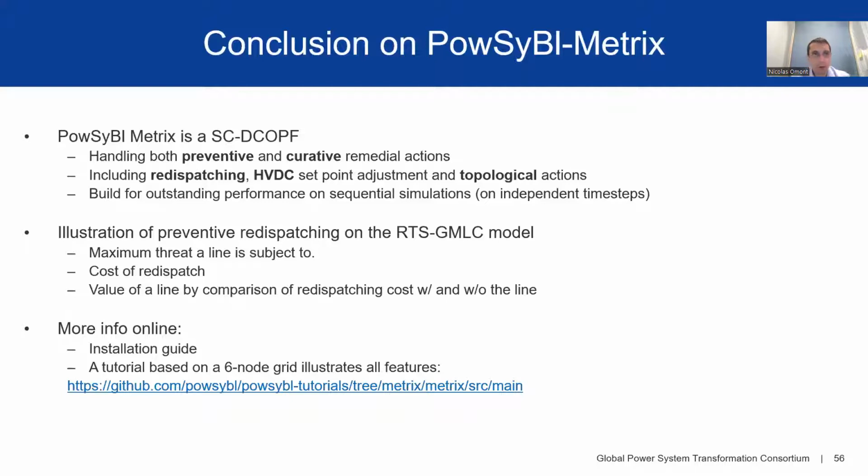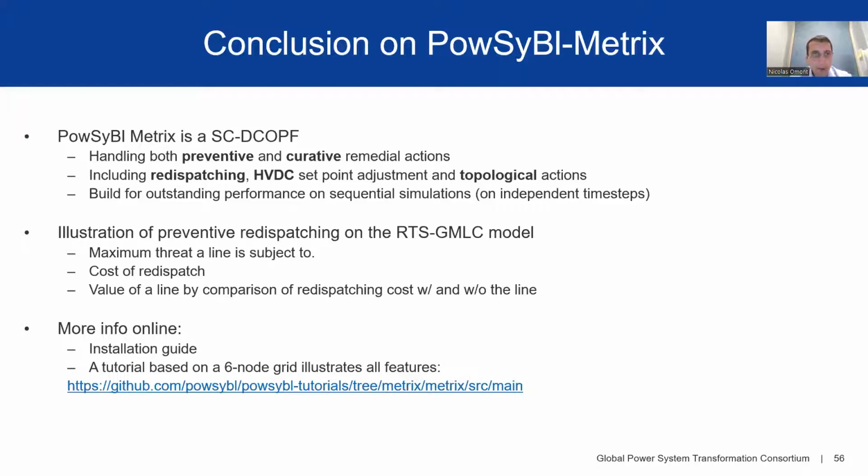So yeah, just to conclude, Possible Metrics is a security constraint DC optimal power flow. It handles both preventive and curative remedial action: redispatching, HVDC set point adjustment, and topological action, and also phase shifters are included in the optimization. And it is built for outstanding performance on sequential simulation, even if each timestamp is served independently.